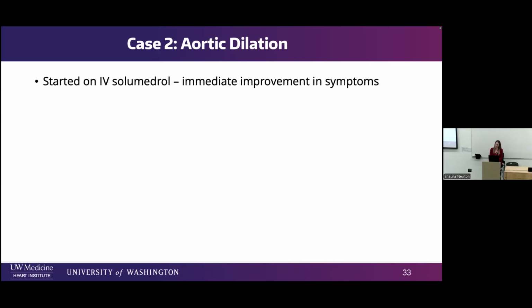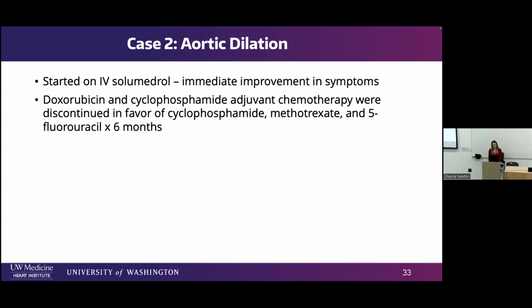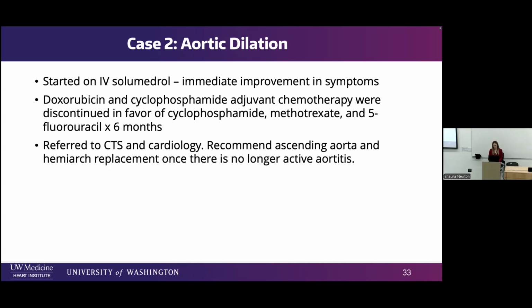So she gets started on IV Solu-Medrol. She had an immediate improvement in her symptoms, which are mainly the shortness of breath and chest pain. And then her doxorubicin and cyclophosphamide adjuvant chemotherapy was discontinued in favor of cyclophosphamide, methotrexate, and 5-fluorouracil for 6 months. The cyclophosphamide and methotrexate were thought to both treat her breast cancer and treat the presumed aortitis.